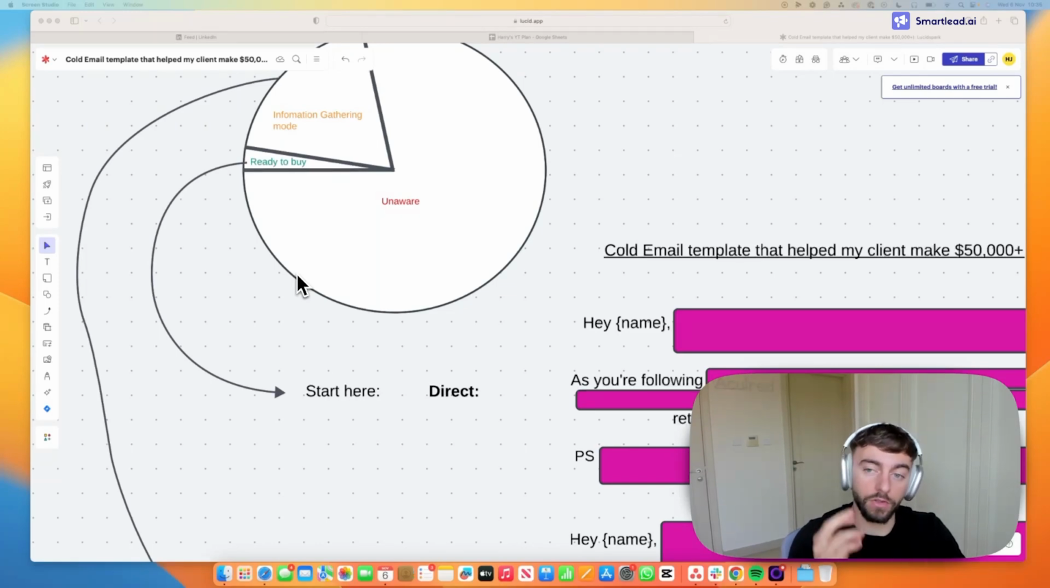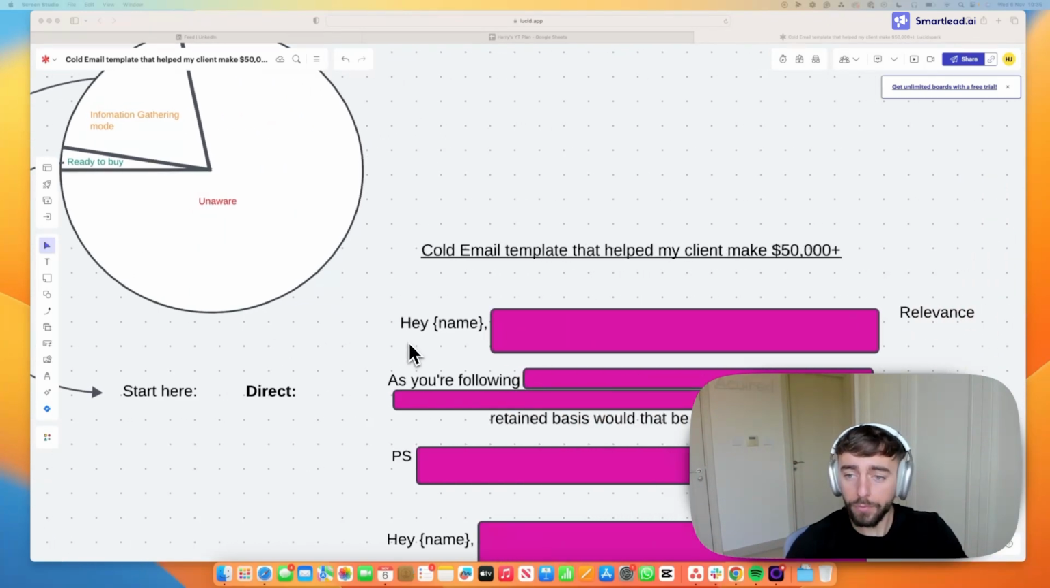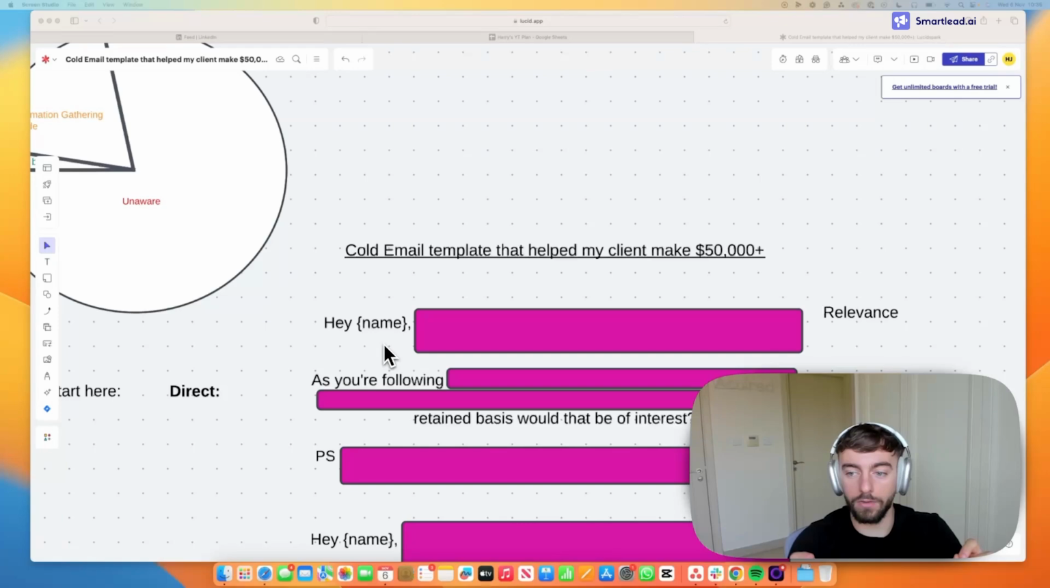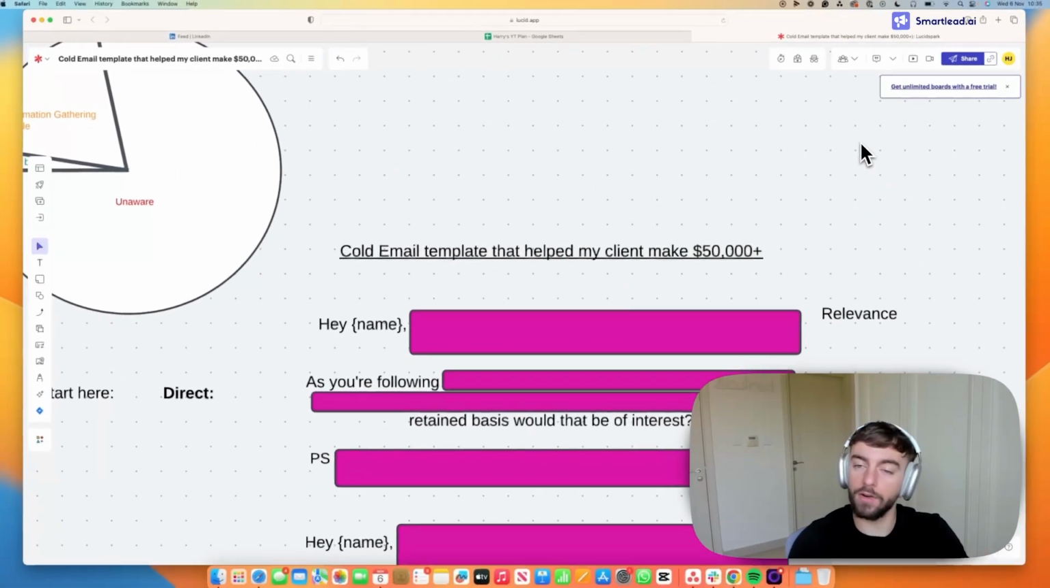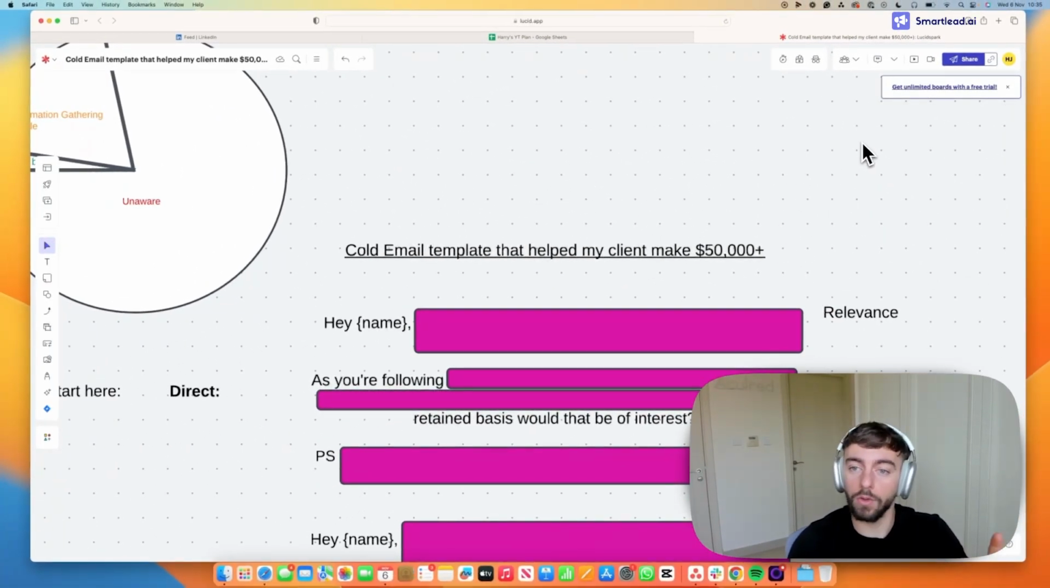So I would always start with a direct message, a direct outreach script, to get the bottom percentage of the market, to get the clients in, to get the results in quickly, and then you can expand into the next, say 17%, which are the ones in information gathering mode. So our direct message and our direct script is comprised of three main parts, right? We have relevance, we have the pitch, and then we have social proof. Very, very simple. That's really all we want to be putting into this direct message.